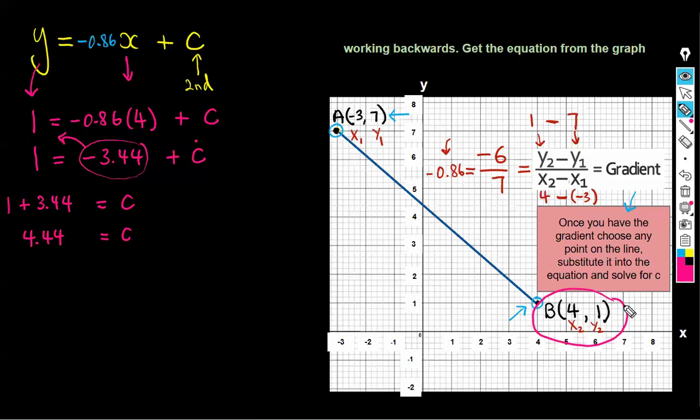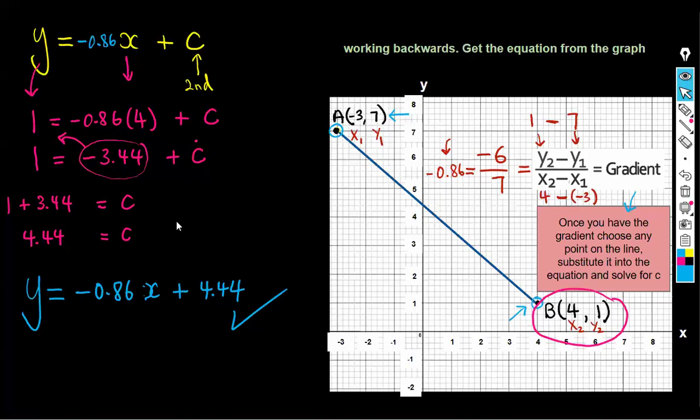So the final answer for the equation of a straight line, you can't leave the answer for m here and the answer for c down here. You have to write back the full thing like this. Y is equal to minus 0.86x. And how much did we get for c? 4.44. This is our final answer. That's the equation of that particular line.